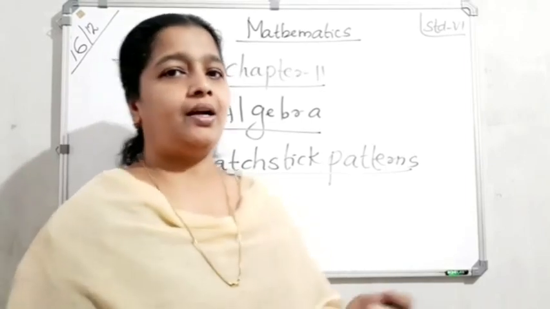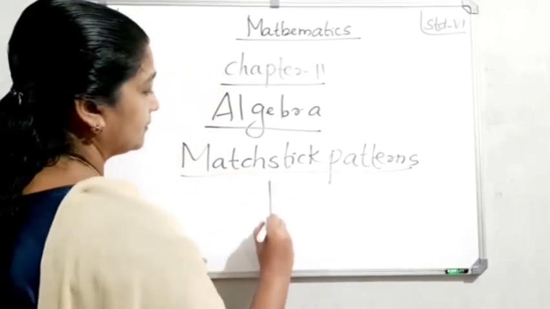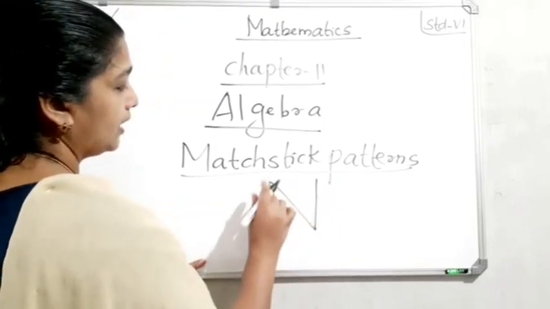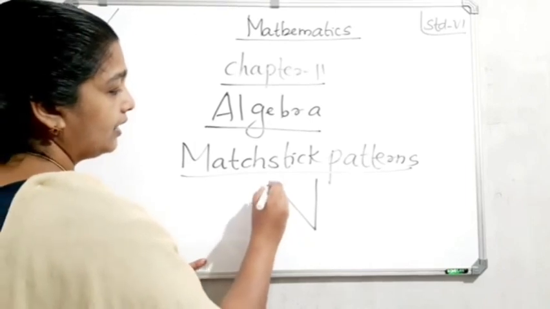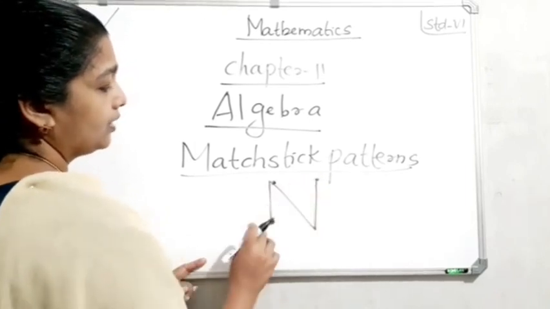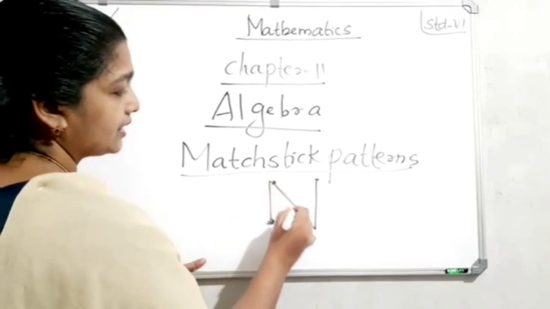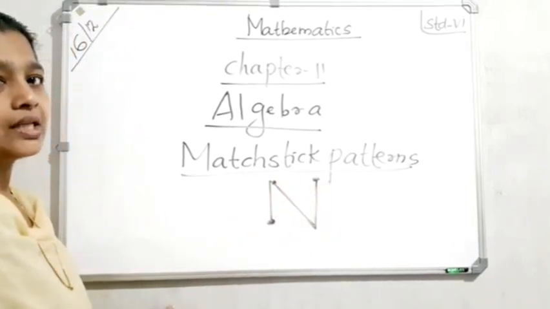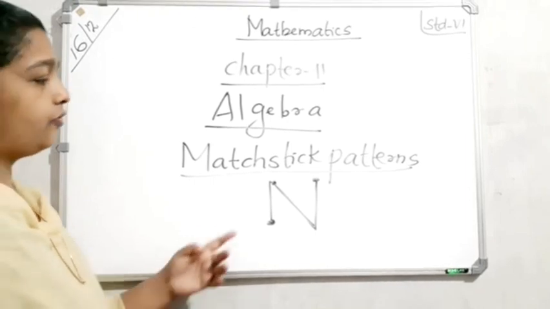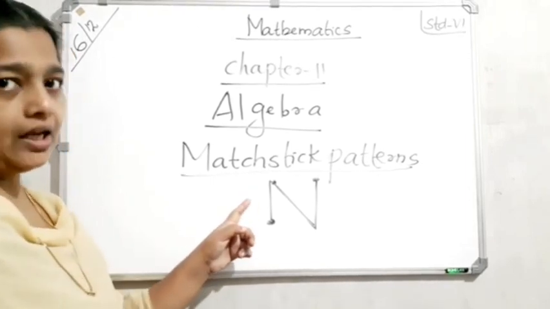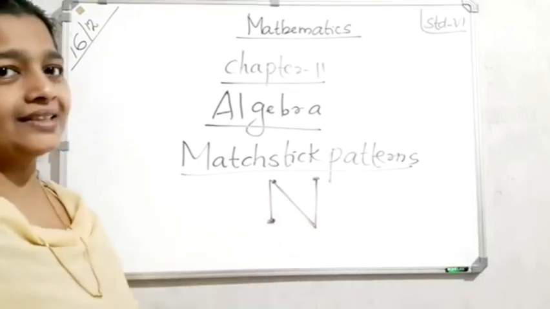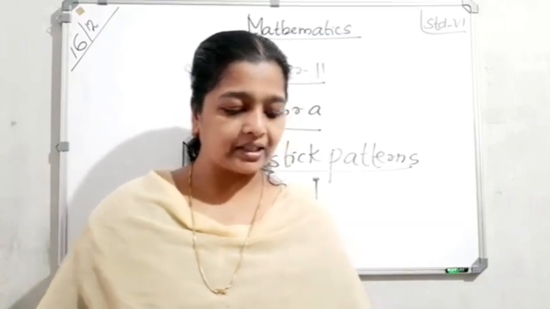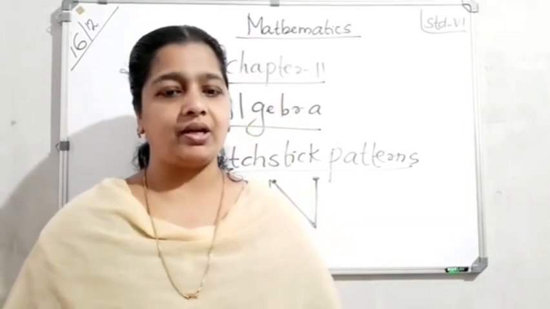So for example, I take here N. So here use the matchsticks 1, next 1, next 1. So here 1, next this is other one, next here. So how many matchsticks we used here? For the making of letter N, 3 matchsticks: 1, 2 and 3. Very simple this one, isn't it? They decide to make simple patterns of the letters of the English alphabet.